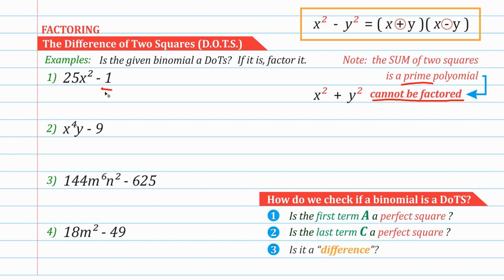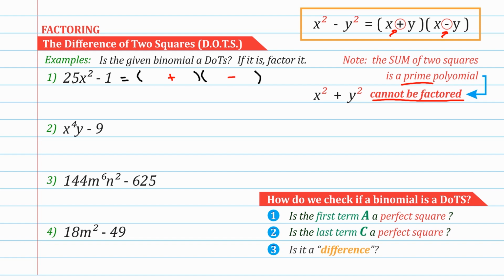Of course, 1 is a perfect square. And finally, is it a difference? Yes, all the answers to the questions are yes, therefore it's a difference of two squares. How do we factor then? Oh, katulad ng sinabi natin kanina, first thing on our mind is plus, minus. So, ang gagawin ko, if I were you, ilalagay ko kaagad, ready na yung mga binomials natin. Para mas mabilis, lalagyan ko kaagad ng plus and then minus.